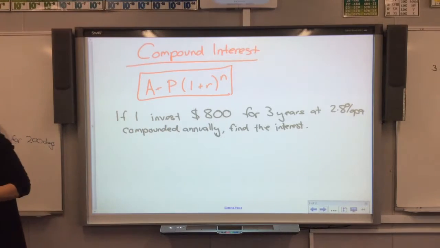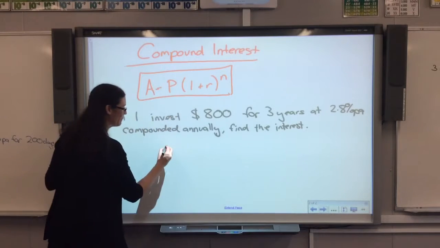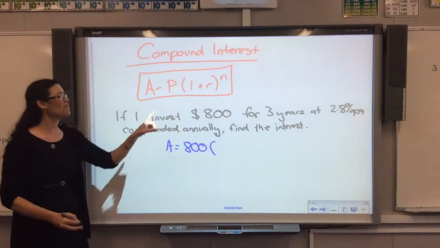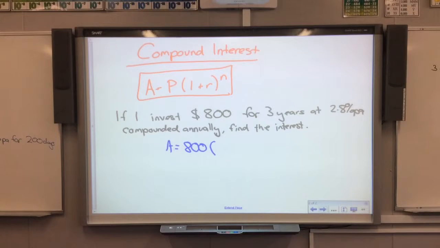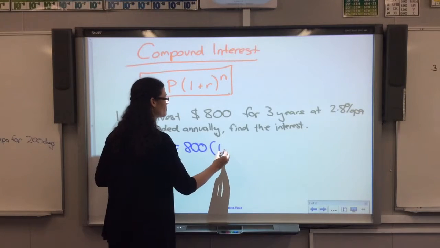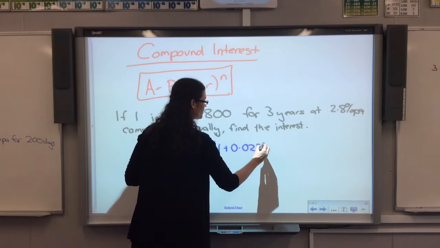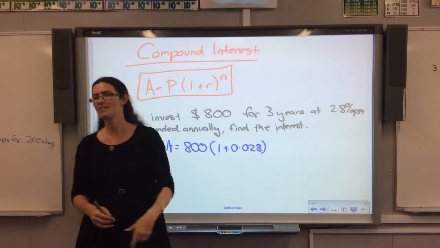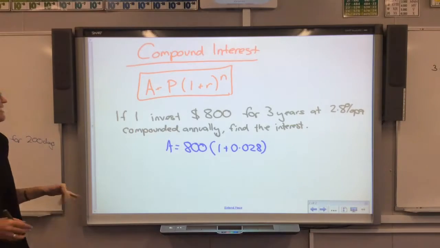So what do I do to start? Put it into the formula. What goes where? So I know I'm going to start with A equals. What's P going to be? $800. That's my principal investment, $800. Okay, in my brackets I have 1 plus R. What's that going to be? 0.028. 1 plus 0.028. Or you can do 1.028. I actually prefer to do that. As you know, I'm lazy when it comes to typing these in the calculator. I'm writing 1 plus 0.028. Well, that's way too many buttons. I press 1.028 because that's even less buttons to press.